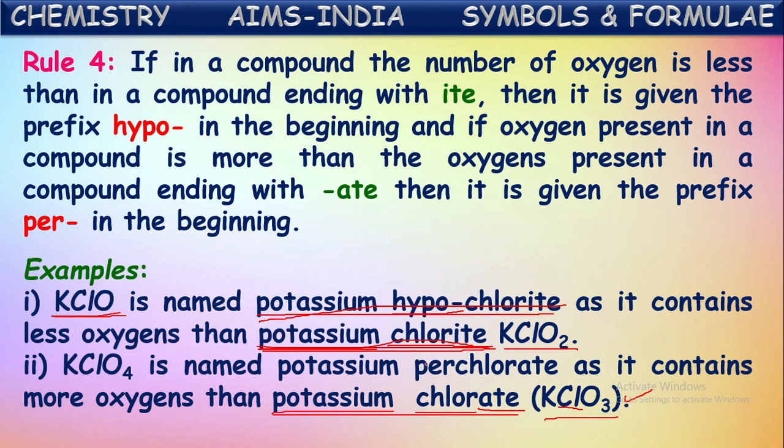And there exists one more compound which has more oxygen atoms than potassium chlorate. Now it can be named by attaching the prefix per to the non-metallic element's name. Now it can be named as potassium perchlorate. KClO4 is named as potassium perchlorate. Okay, in this way the compounds are named.